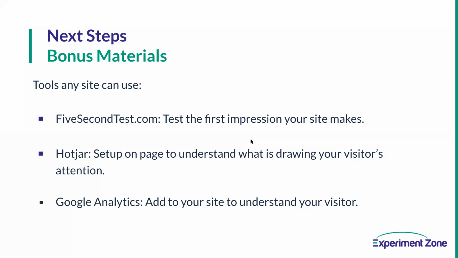So here we go. Here are some tools that you should make sure to use. 5secondtest.com. This is where you can get that first impression of your site. Hotjar, Crazy Egg, there's a whole bunch of tools out there that will allow you to understand how far people are scrolling, where they're focusing their attention with their mouse, and ultimately where they're clicking. And Google Analytics is a powerhouse for being able to understand specifically what your visitors are interacting with and what might be drawing them away. So be sure to take advantage of some of the custom options for setting up events to understand what people are doing.